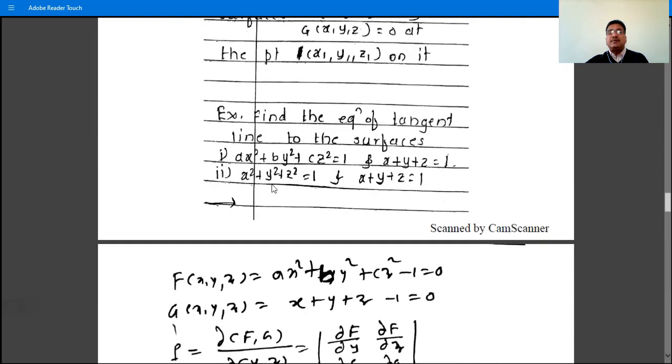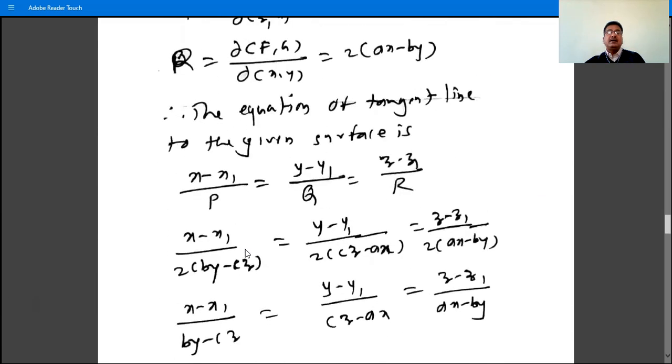Similarly, solve this second problem. Suppose this is capital F and this is capital G, find the values of P, Q, R and then write the equation of the tangent line to the curve.